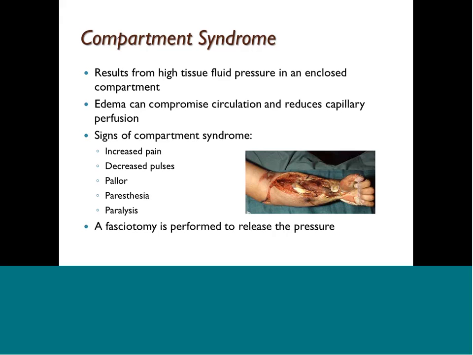Signs of compartment syndrome are the 5 Ps. You're going to have increased pain, decreased pulses, pallor to the area, paresthesia, and paralysis. One of the main things that needs to be done is a fasciotomy, and that will release the pressure. A fasciotomy is done in surgery. They will go in and cut down through the skin and through that fascia, and then the muscle will release that pressure on those veins and arteries. To make sure that area from the fasciotomy heals up, mainly you're going to have to put a skin graft to that area.